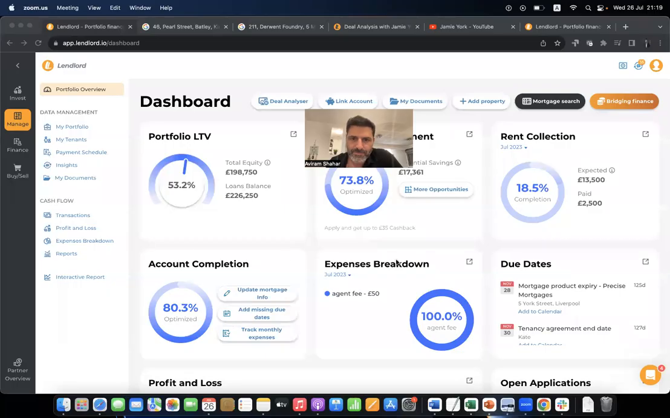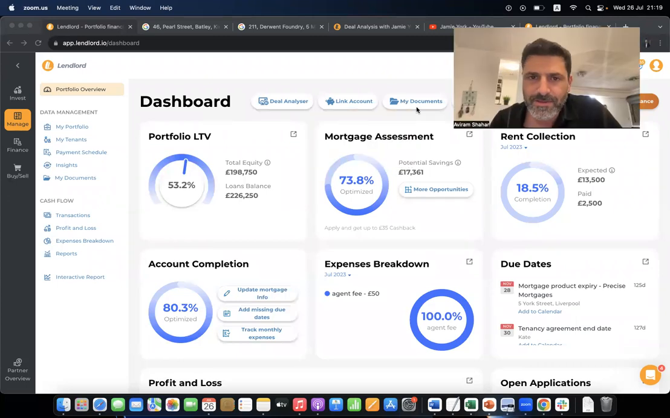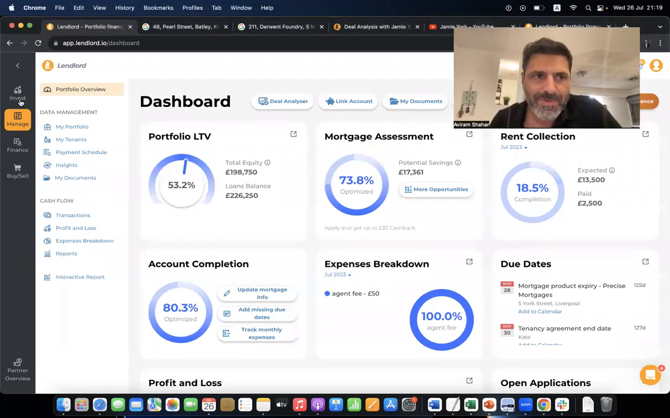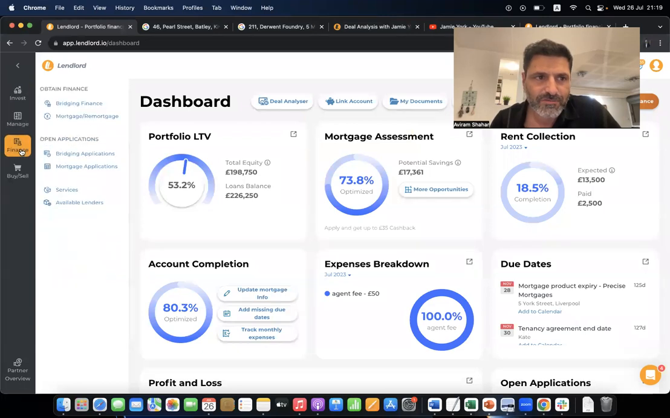In terms of actually finding properties, we have Landlord, and perhaps Jamie, I will take 2 minutes just to introduce the main functionality of Landlord for those that are new to that. So we have three main sections: invest, manage, finance.